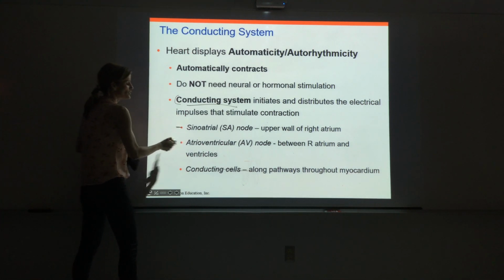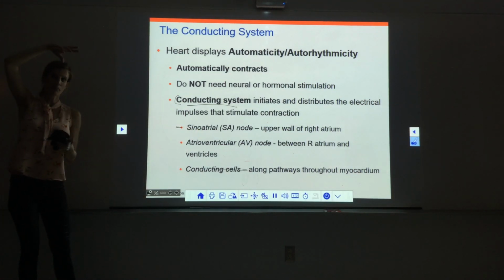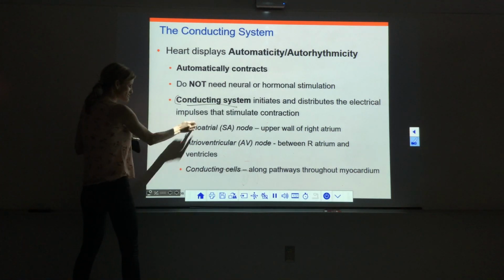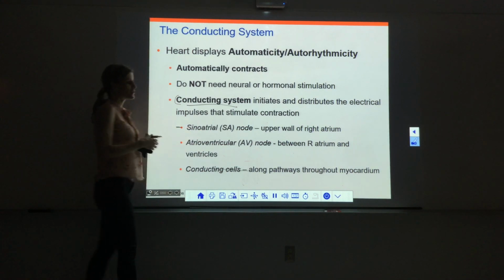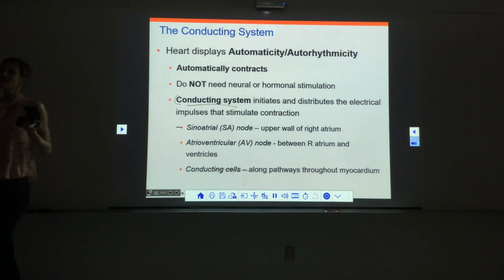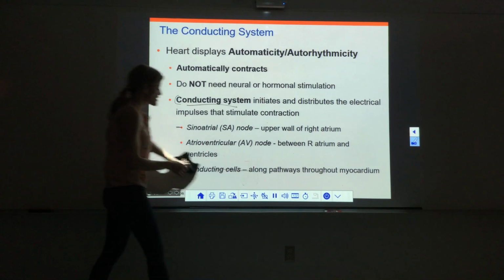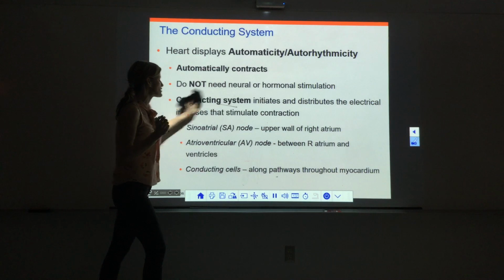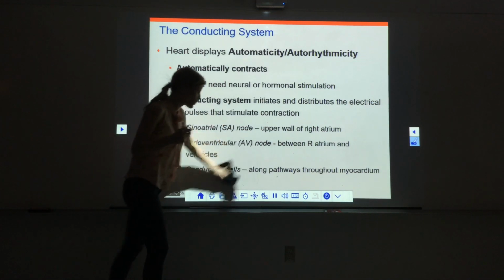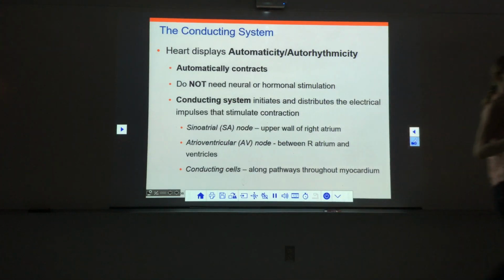The sinoatrial node, which is one of the most important parts, is at the very top of the right atrium. We'll have some pathways that interconnect these two nodes. And then we have the atrioventricular node. It's kind of in the floor of the right atrium, right by where we enter into the septum. Then we'll see that we have a bunch of different pathways. All of these conducting cells or electrical cells are grouped together and organized into different pathways that spread throughout the myocardium.